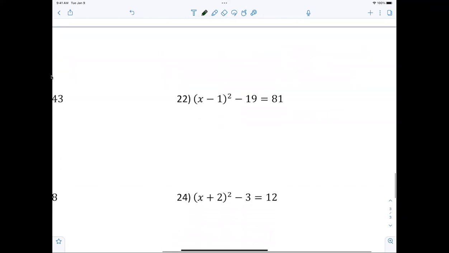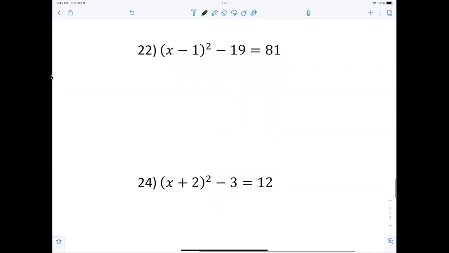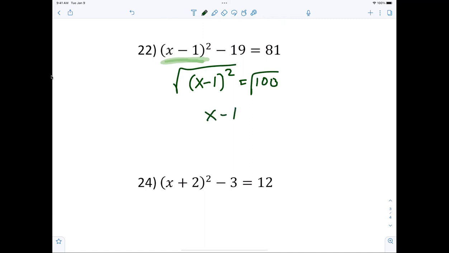All right. So now let's get into something a little bit more challenging. Let's take a look at number 22. We still have to isolate the square term. This one's a little bit different because the square term is that quantity. So we should just add 19. So everybody should look at that and say, well, that's just x minus 1 squared equals 100, correct? Everybody's good? Then we're taking the square root. So x minus 1 equals plus or minus 10.